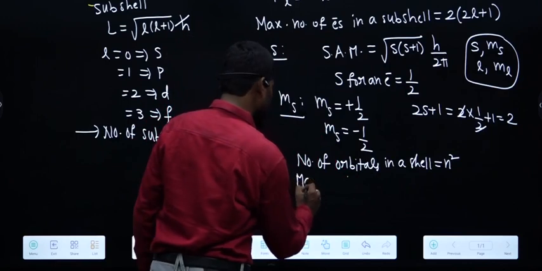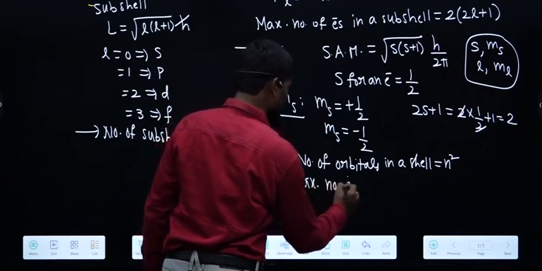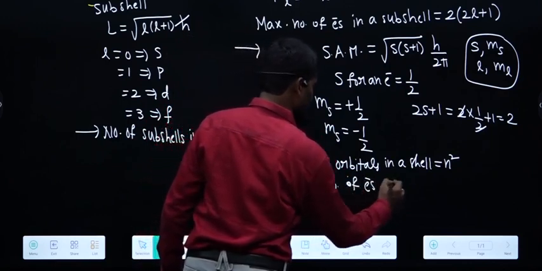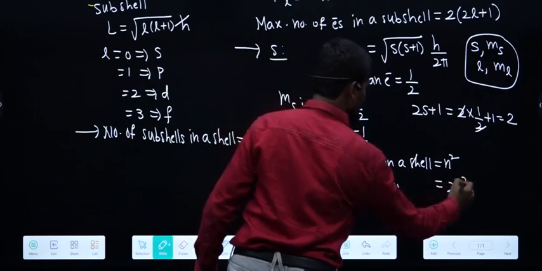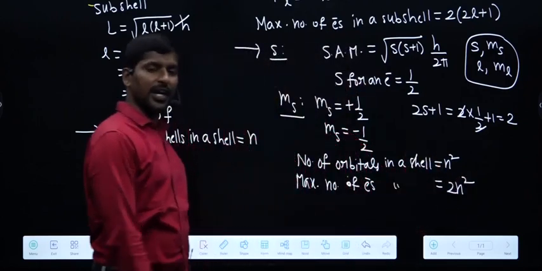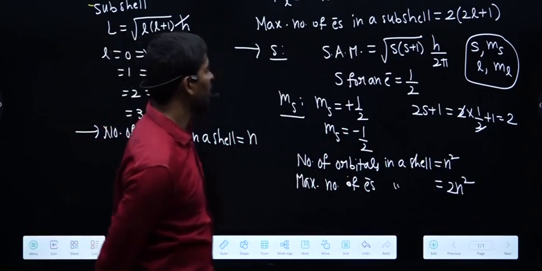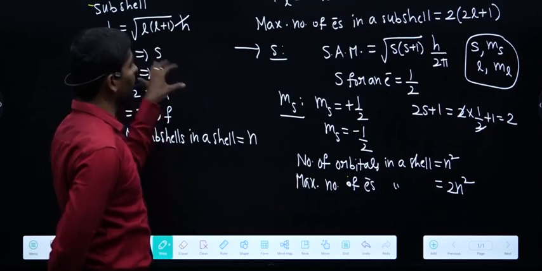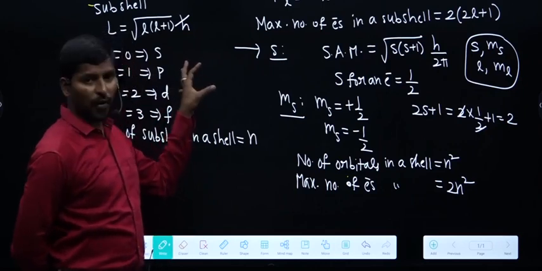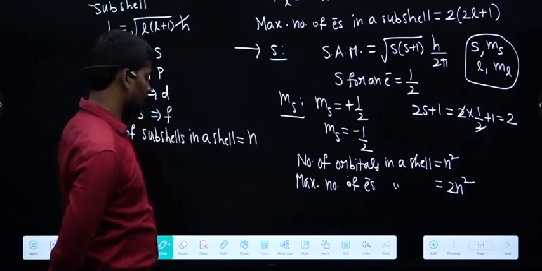So what is the maximum number of electrons? The maximum number of electrons possible in a shell is given by 2n square, since each orbital carries a maximum of 2 electrons. So the maximum number of electrons in a shell is 2n square. So these are some formulas, some points regarding quantum numbers.